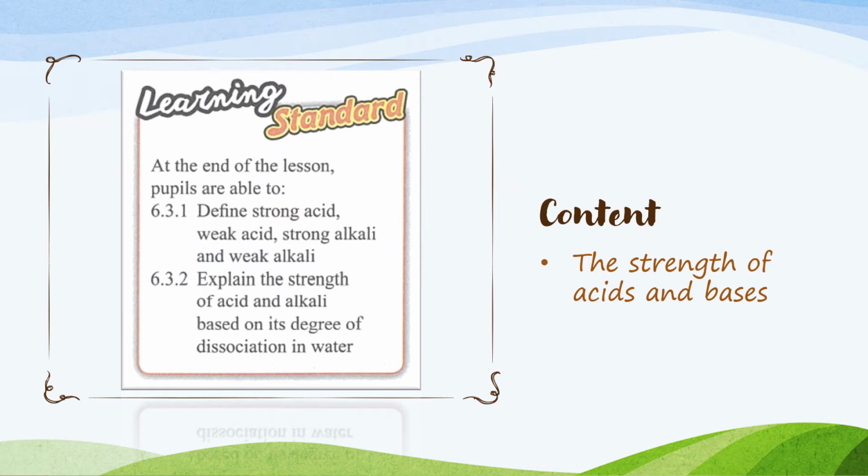So let's recap what we have learned about the strength of acid and bases. Last week we learned about how to calculate the strength of acid and alkali by using the pH. So now we're going to look further into the definition of strong acid, weak acid, strong alkali and weak alkali. And also we're going to relate the strength of acid and alkali based on the degree of dissociation in water. So you may have come across this word before when we are defining the acid and alkali.